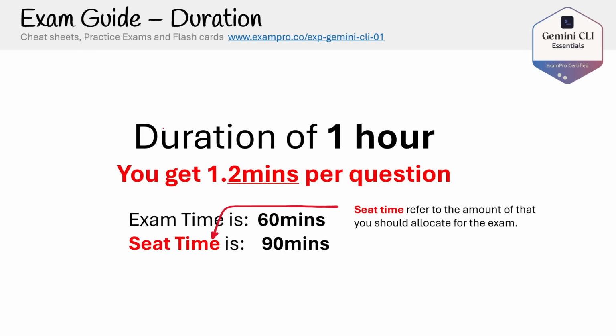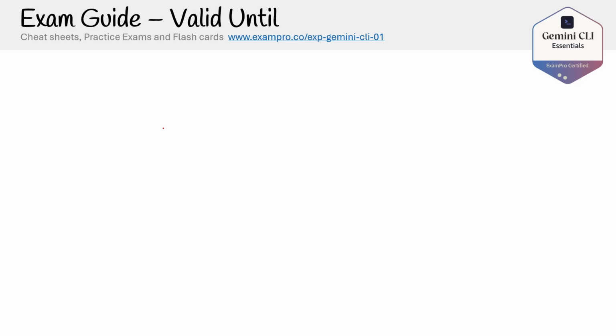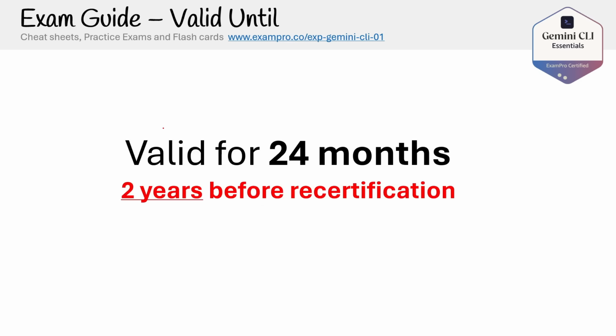So seat time is the time you need to allocate for the exam, such as reading the instructions, showing the online proctor your workspace, reading, accepting the NDA, and completing the exam, providing feedback at the end of the exam. This exam is valid for 24 months and we say 2 years. But I mean, really, this stuff moves really quickly.